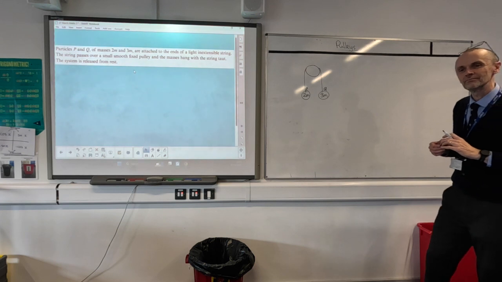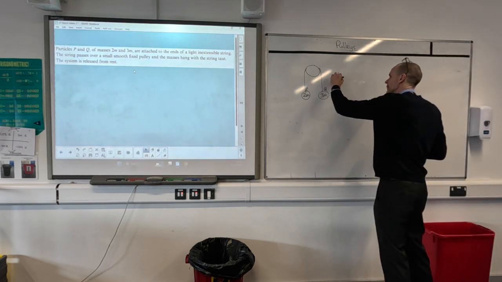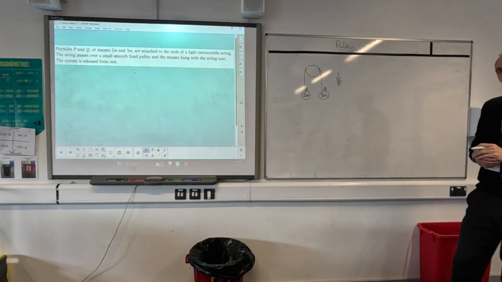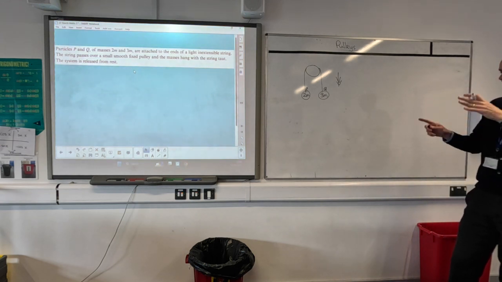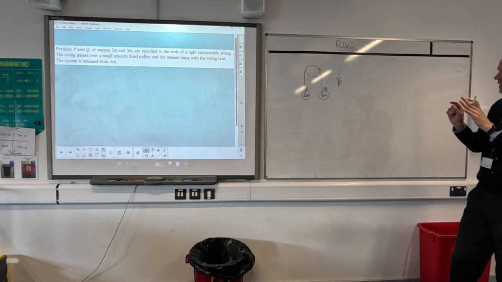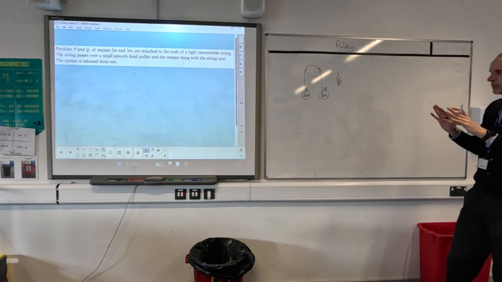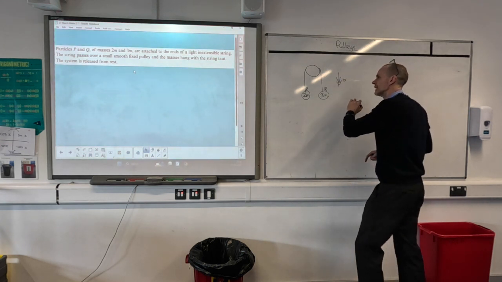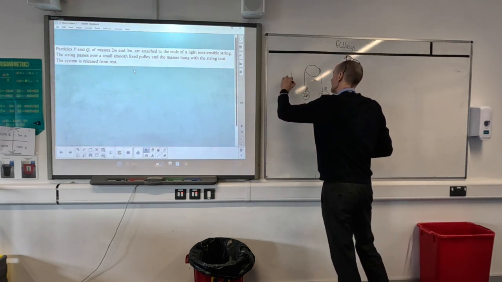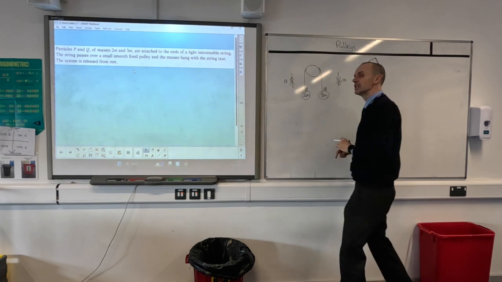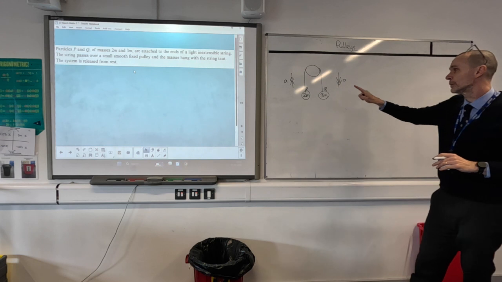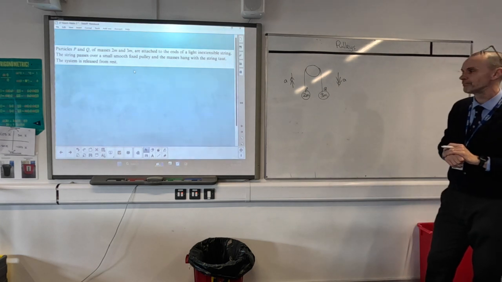Q's going to fall, yeah. So we're going to get an unbalanced force. The only two forces here are well, sorry, no, that's not true, but the only thing affecting which one falls is the fact this is heavier. So we're going to get acceleration going in that direction, and we're going to get acceleration in that direction. And because the string is inextensible, we know those two accelerations will be the same.